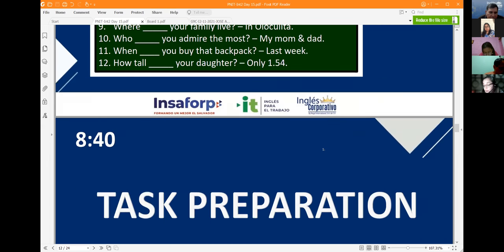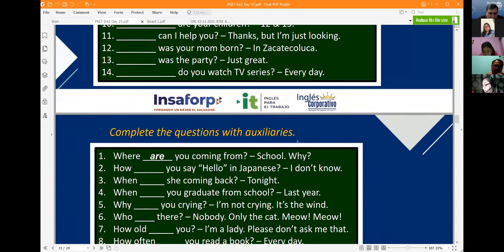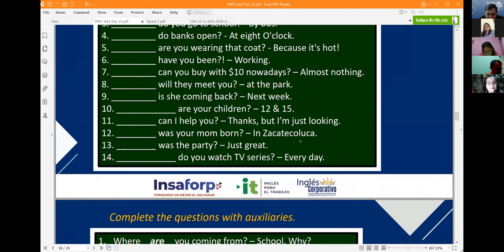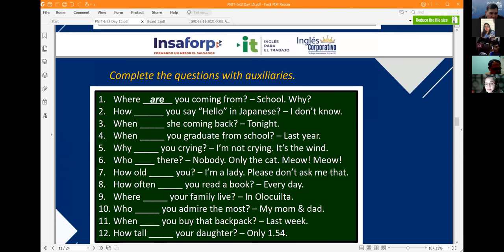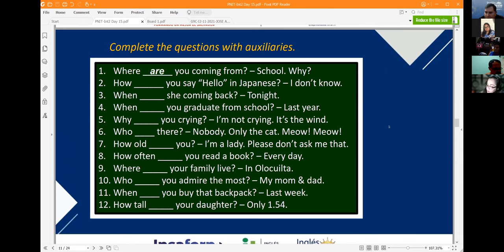All right. So this part has only two exercises. They are on page 10, page 11. Now you're going to go to the groups. I'm going to make different groups this time. Okay. So here we go.